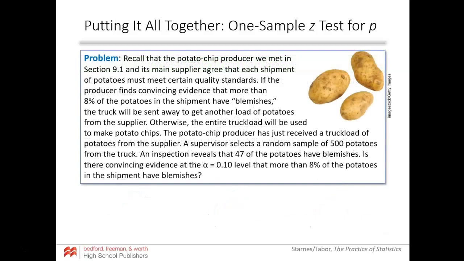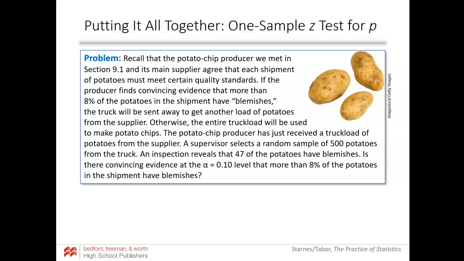Remember these potatoes? Recall we have that potato chip producer that we met in section 9.1, and the main supplier agree that each shipment of potatoes must meet a certain quality standard. If the producer finds convincing evidence that more than 8% of the potatoes in the shipment have blemishes, the truck will be sent away to get another load of potatoes. Otherwise, the entire truckload will be used to make the potato chips. The potato chip producer has just received a truckload.